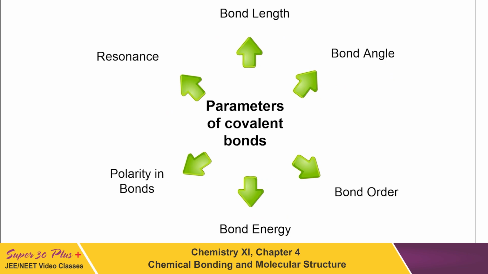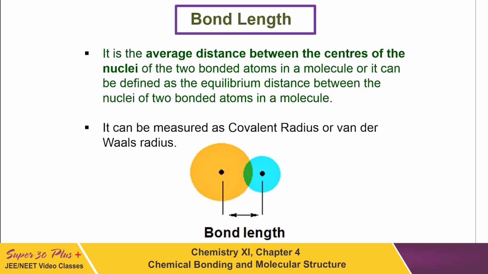What you see in this picture are called parameters of a covalent bond. A covalent bond, which is formed by the sharing of electrons, has different parameters like bond length, bond angle, bond order, bond energy, polarity in bond, and resonance. Now we shall discuss these bond parameters. First is bond length. What do you understand by bond length?